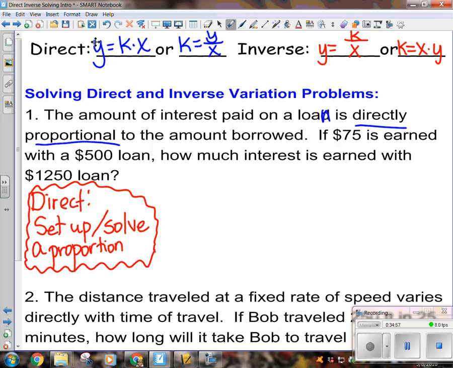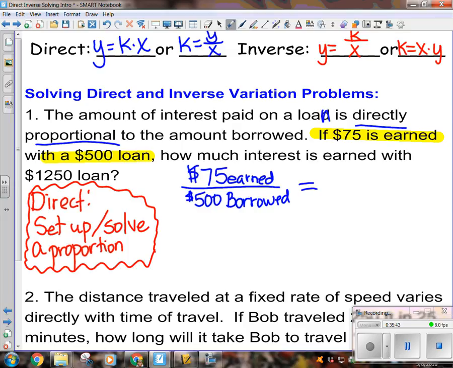Now, if you have highlighters, if you want to take your pencil, underline 75 is earned with a $500 loan. Does everybody understand? Those two numbers go together. I went to the bank. I want $500, and the interest is going to be 75 when I pay it back. Everybody good with that? I'm going to use those two numbers to write my first fraction of my proportion. I don't care which way you write it as long as you keep the words with it. So I'm going to write $75 earned over $500 borrowed.